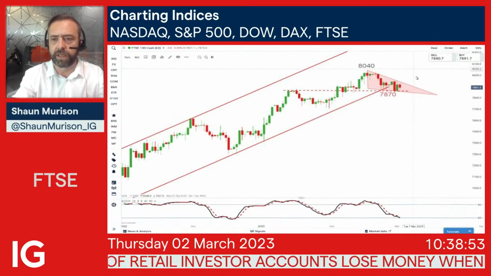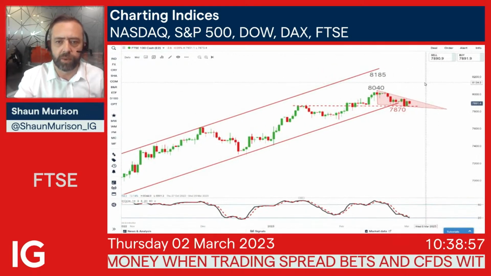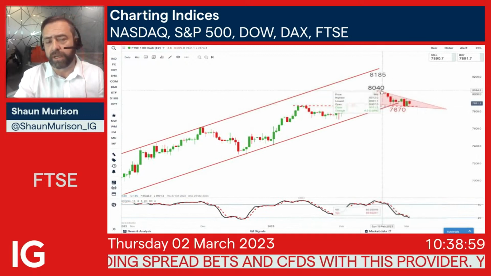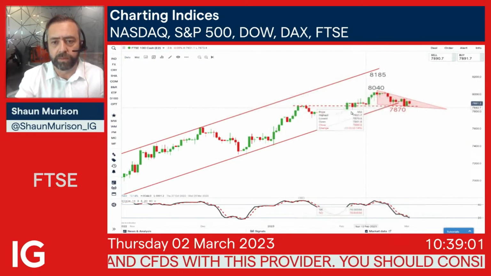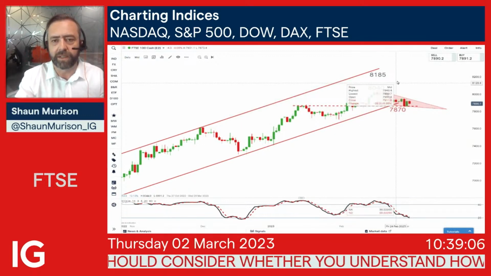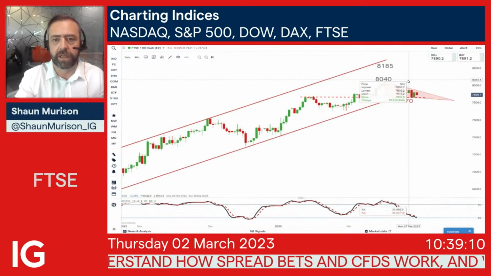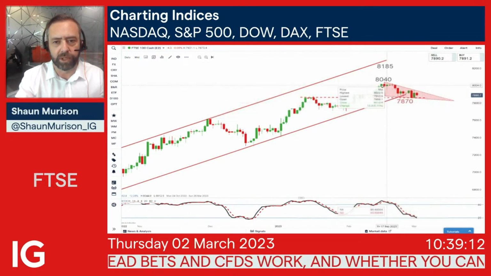FTSE has also been quite a resilient index over the last little bit. We do have another one of these consolidations forming, and that consolidation is really quite a slow grinding pullback from new high territory. So that tells me that it's not any type of eagerness to sell off the index, even from all-time high territory at this stage.